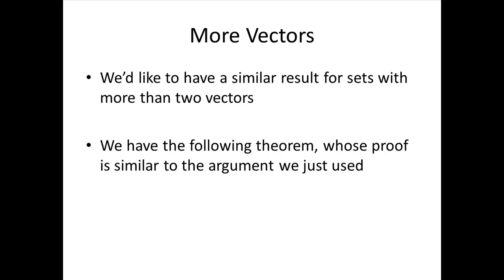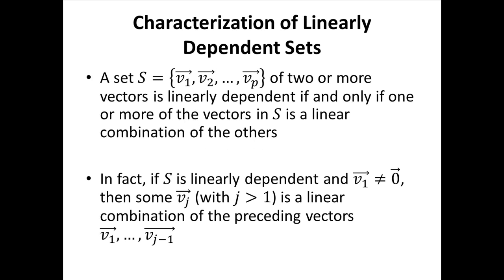Okay, so we know what to do with one vector. We know what the situation is with two vectors. What if we have more than two vectors? Well, we have a theorem that we can prove using the same techniques that we just talked about with two vectors. This theorem is called the characterization of linearly dependent sets.